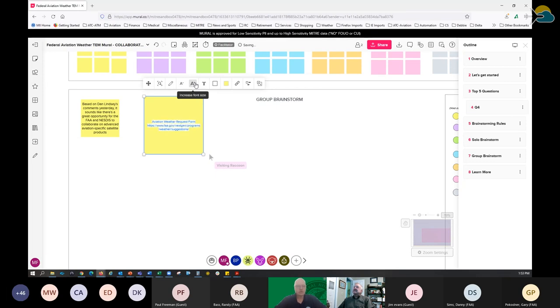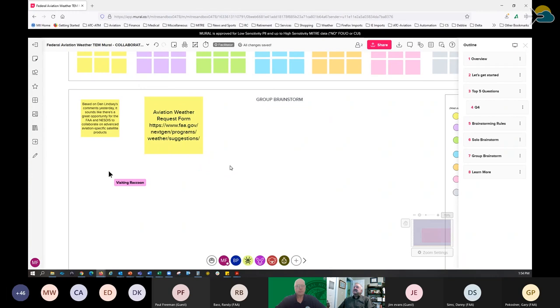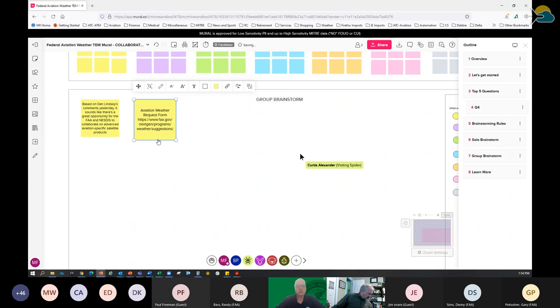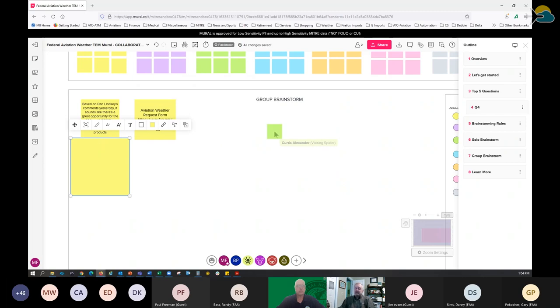I'll try to make that bigger, Matt. That's an example of a public-private partnership in a sense. So in FAA, we've developed an intake for suggestions or problem statements. We call it the Aviation Weather Request Form. I added the URL there, and we've been talking about this for a couple of years. That link is live and active, and it's a form that any stakeholder that operates in the NAS can fill out with problem statements or suggestions for things to improve the NAS. That's one way we could collaborate with private industry within the FAA in a public-private partnership.